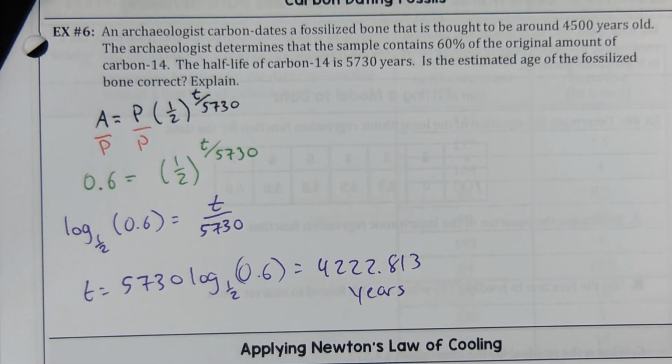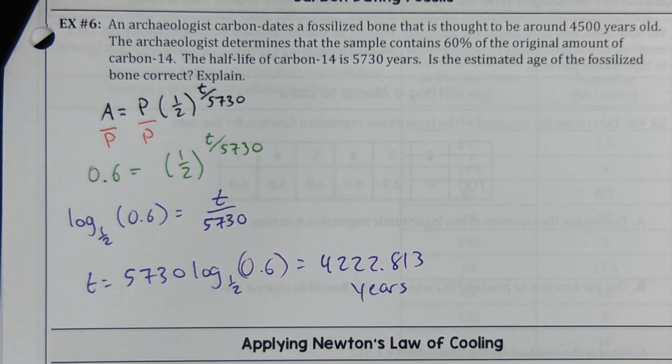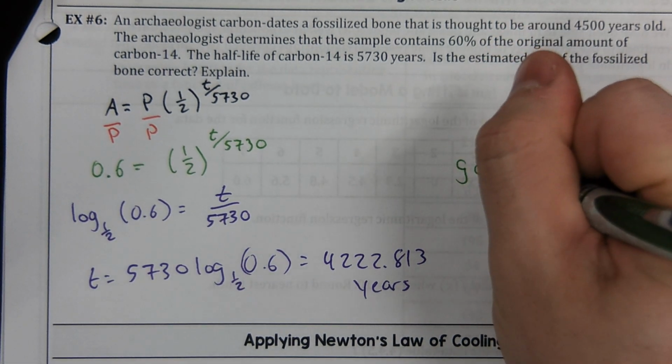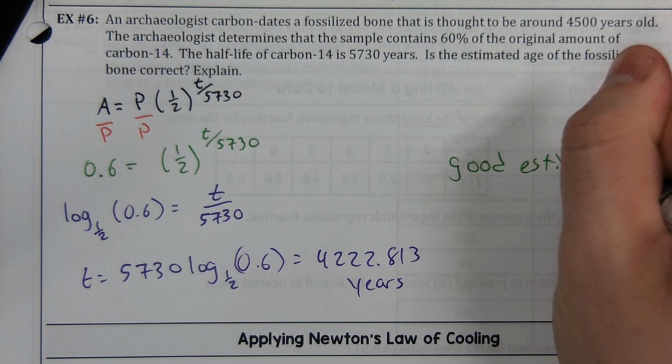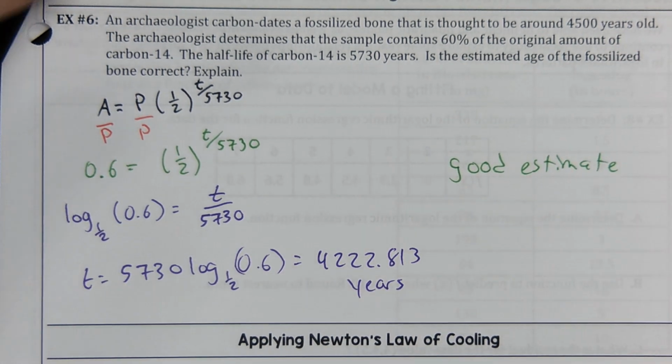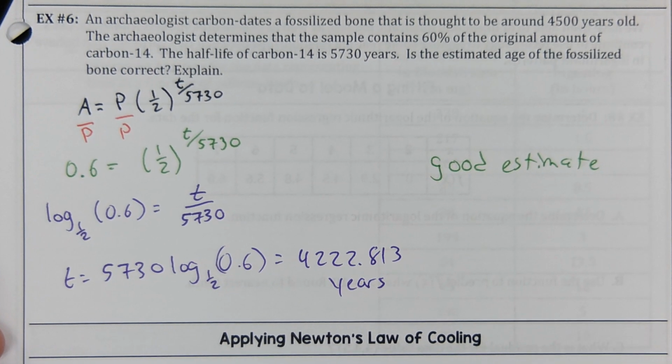So is that a good estimate? I'd say it is. That's pretty close to 4,500. I'd say it's a good estimate. Only being off by a couple hundred years, that's pretty good. I mean, carbon dating is not perfect. The numbers can be messed with a little bit. Fire will make things seem older than they are. Lightning will make things seem older than they are. Things like that. So it's not perfect.